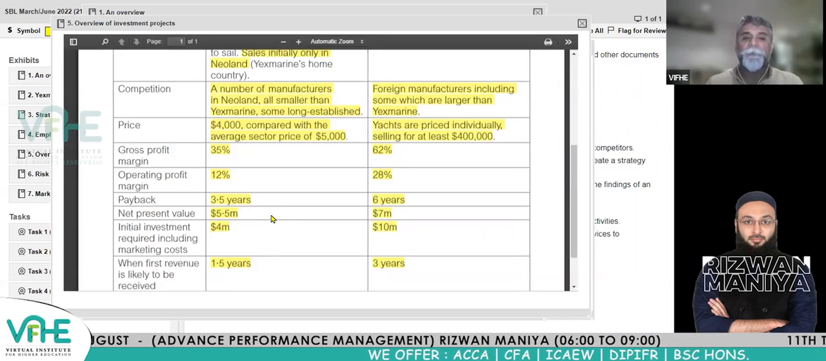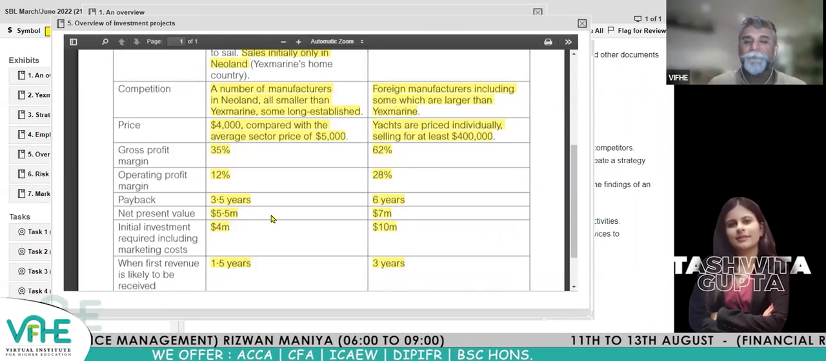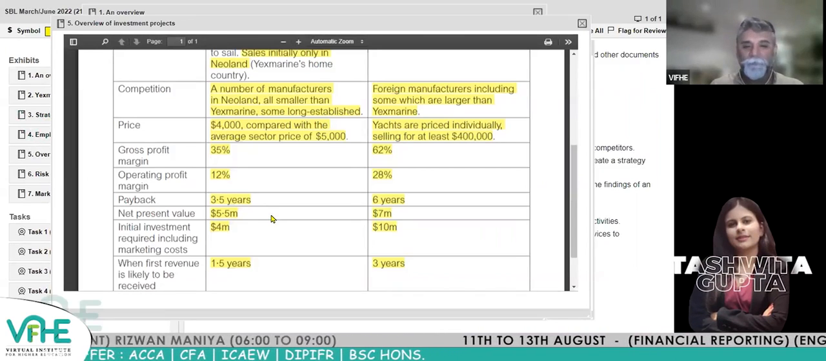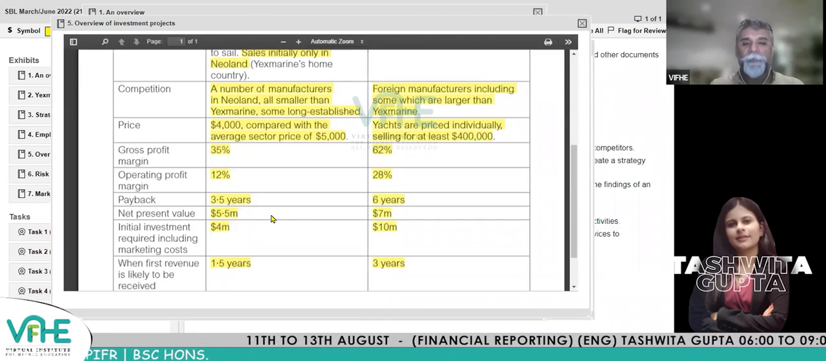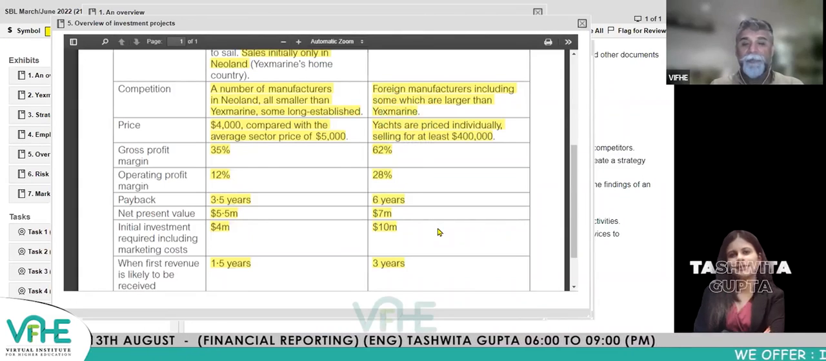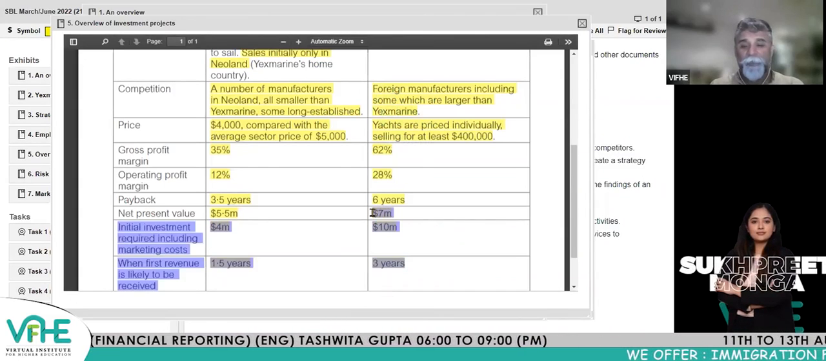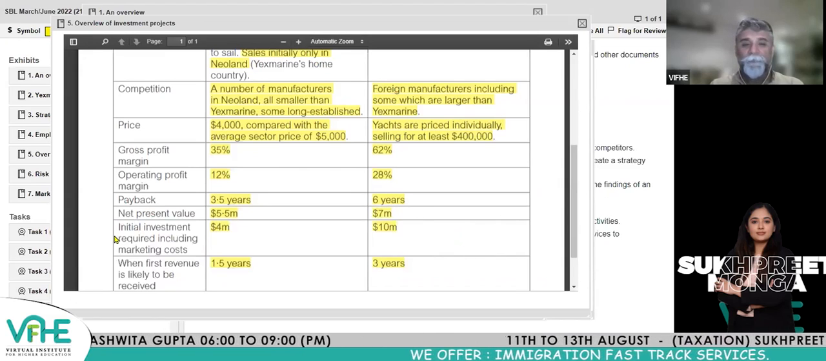Very interesting. Net present value. Tell me, guys. In terms of NPV, which one is better? Definitely 7 million. Very nice. So in terms of NPV, definitely yachts is better.